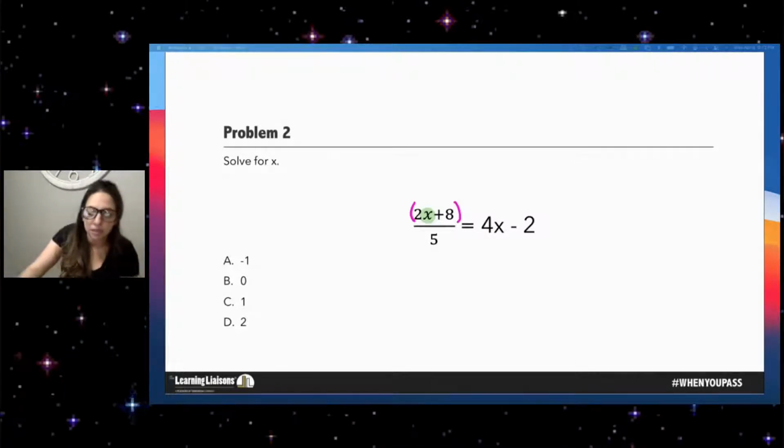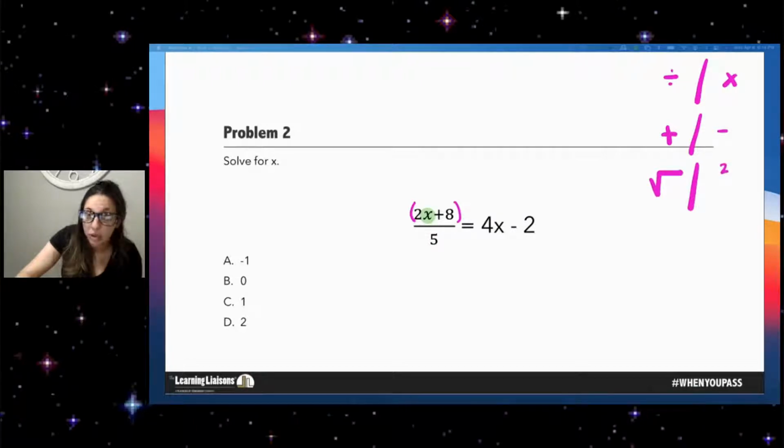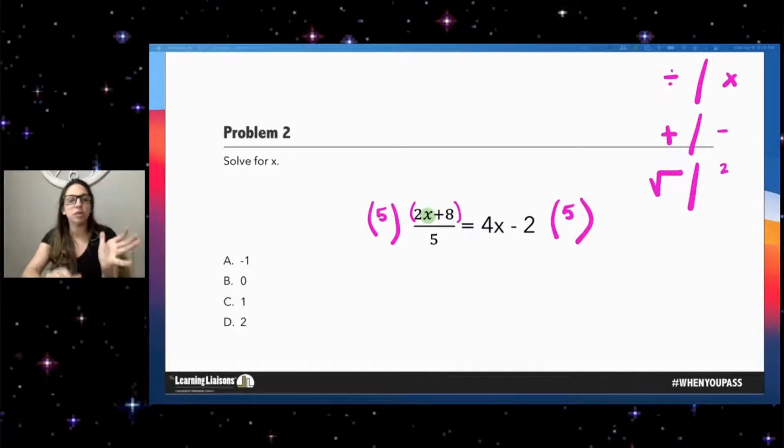Well, the opposite of division is multiplication. The opposite of addition is subtraction. The opposite of a square root is an exponent. So if I undo it by multiplying both sides by 5, now this is critical. Whatever you do to one side, you have to do to the other in an equation situation. Don't misinterpret that for an expression. Whatever you do to one side, we have to do to the other side in an equation.